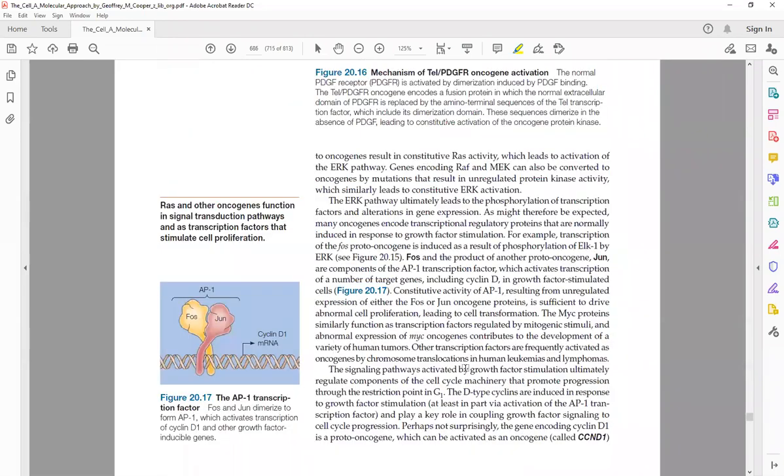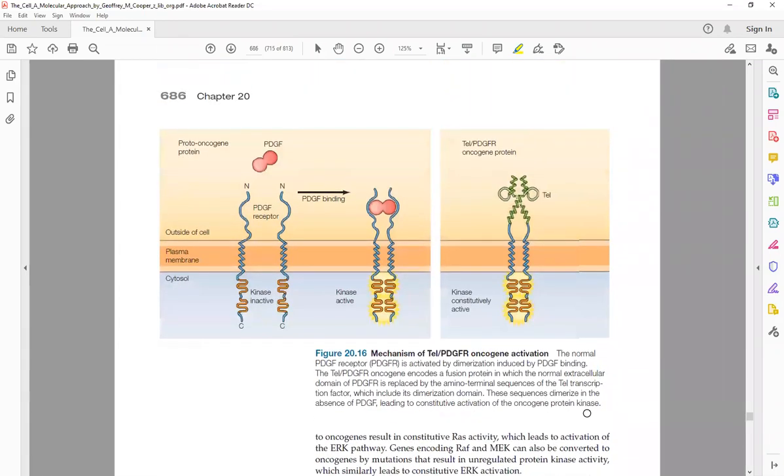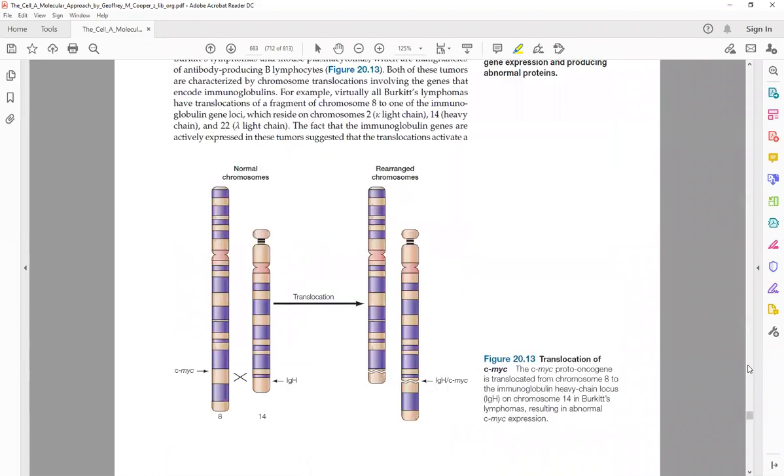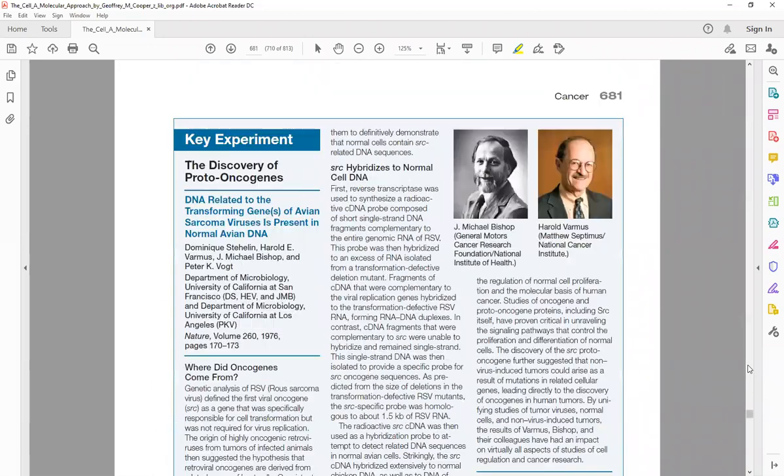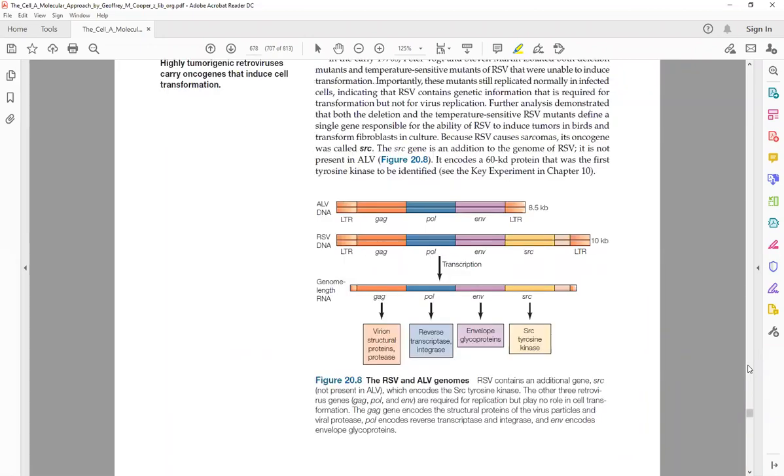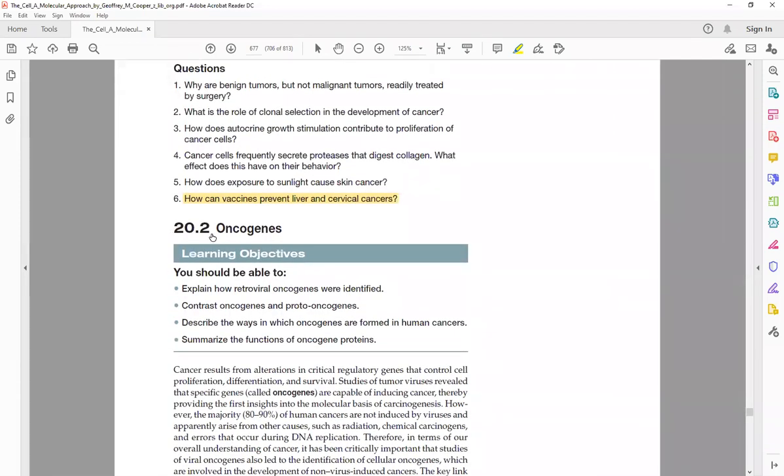I'm winding up the class here, but at least try to read about the different types of oncogenes that are present in our human body, such as proto-oncogenes that can be modified to form the oncogene.